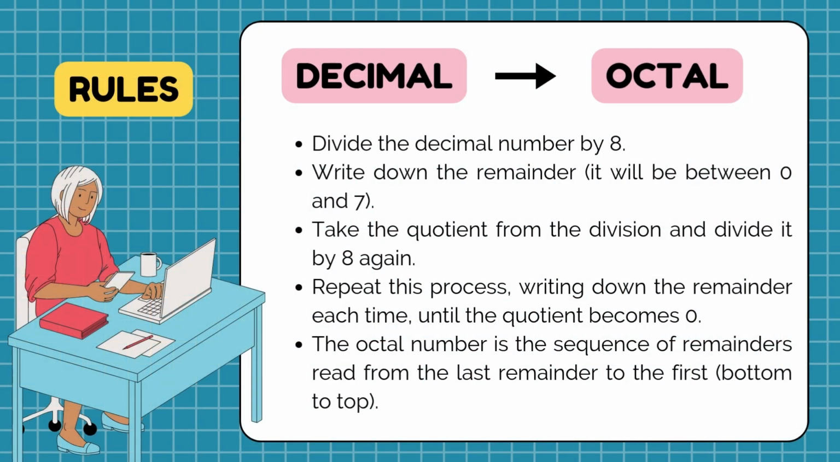1. Divide the decimal number by 8. 2. Write down the remainder. It will always be between 0 and 7. 3. Take the quotient from the division and divide it by 8 again. 4. Repeat this process, recording the remainder each time until the quotient becomes 0. 5. The octal number is the sequence of remainders read from the last remainder to the first, bottom to top.